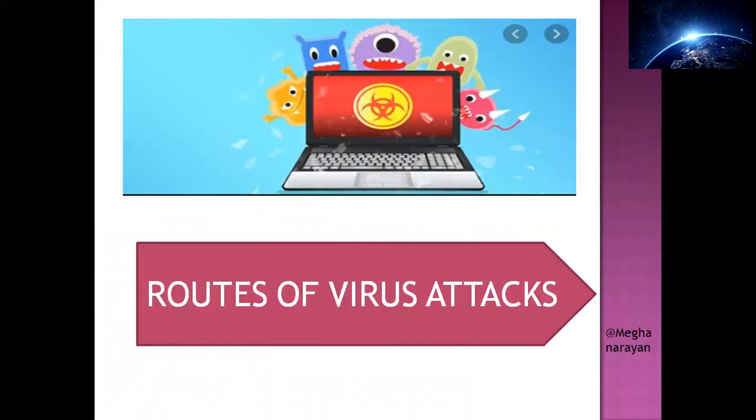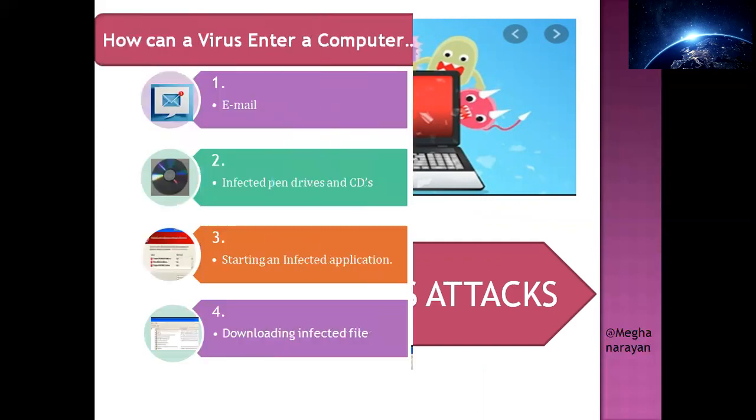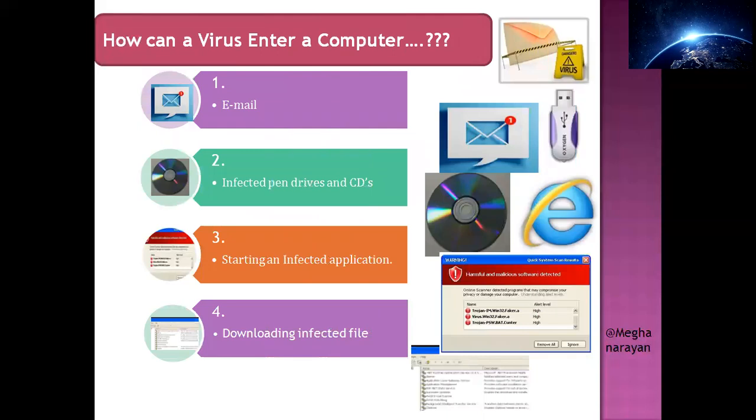And here we will learn about various routes of virus attack. Routes of virus attack means how it can enter inside a computer. We had learned what exactly a virus is. Then we had learned what harms a virus can cause to our computer. Next important heading is routes of virus attack. Now we should know the ways via which a virus can enter inside our computer. So here are four ways written. We will move to them one by one.